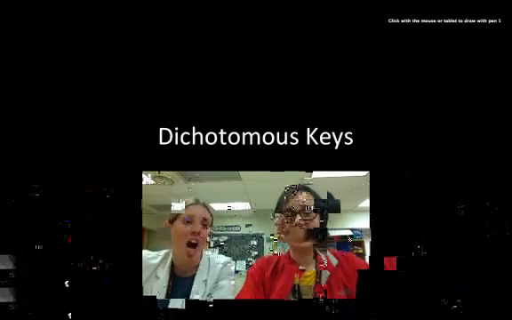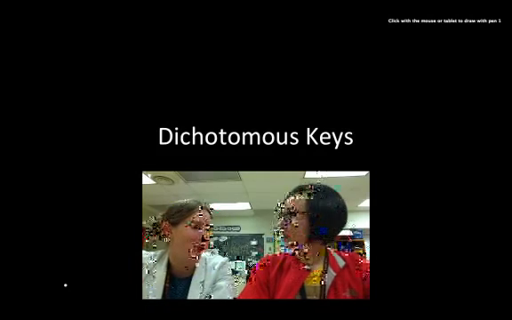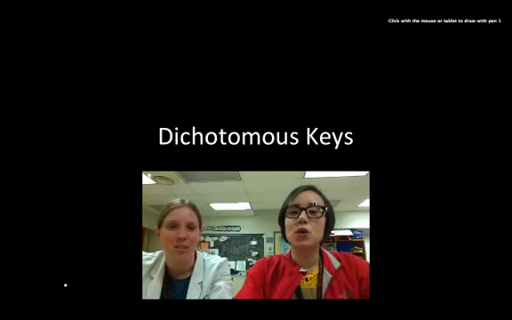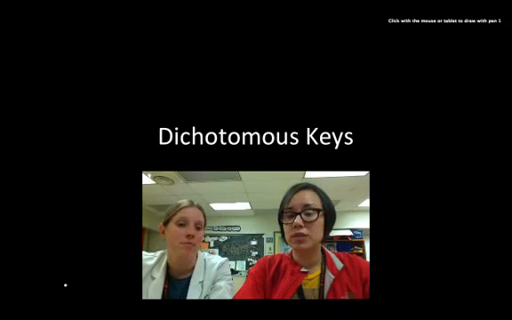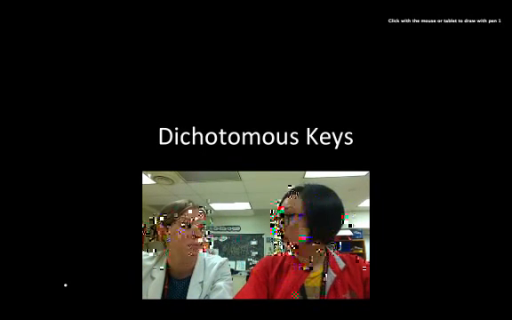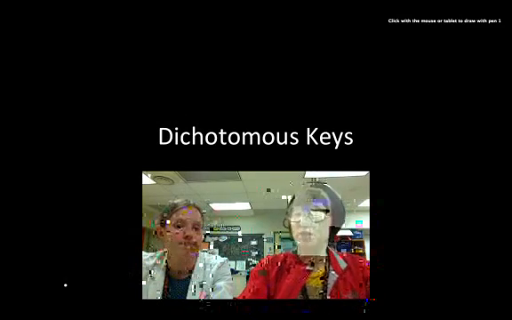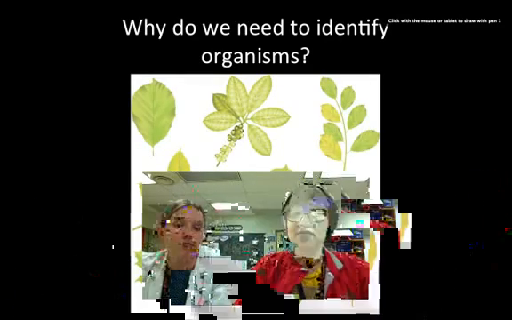Welcome back, guys. Today we're going to be talking about dichotomous keys, or how we classify organisms. We're going to be learning basically how to use a tool that allows us to identify what something is based on its phenotype, things that we can see. All right, so let's go ahead and dive in.